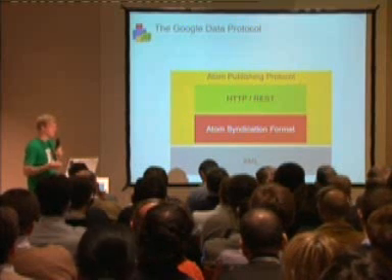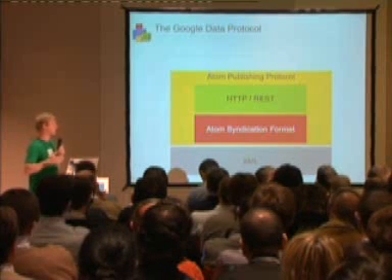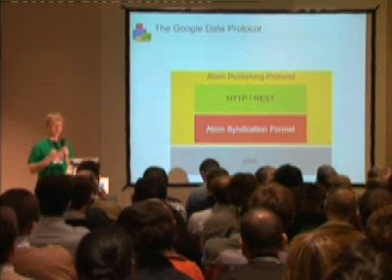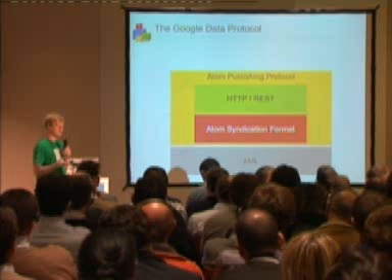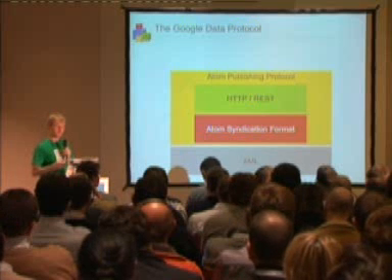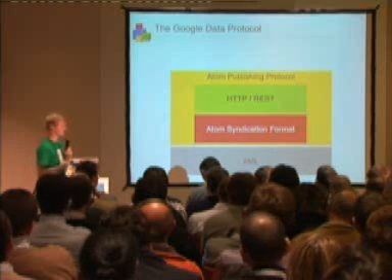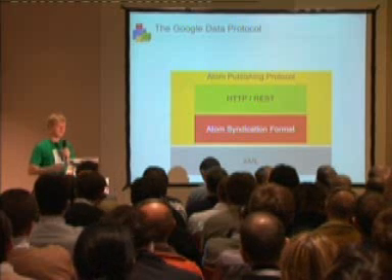So the Atom Publishing Protocol is really the protocol that the Google Data Protocol is built on. And the Atom Publishing Protocol really just means the data is encoded in the Atom syndication format, and HTTP is used to send the data.